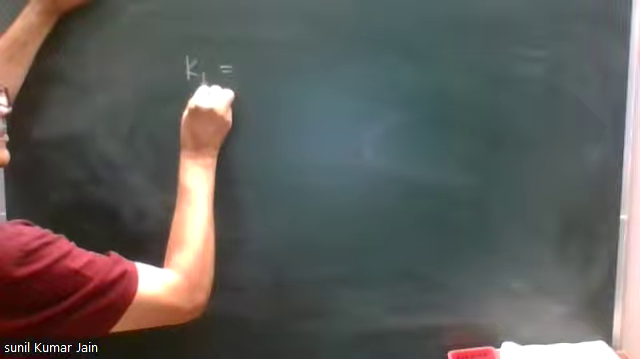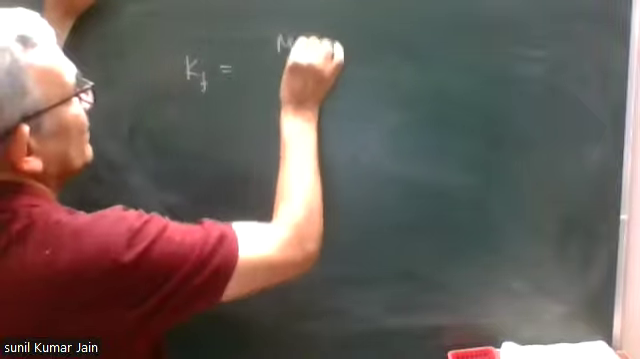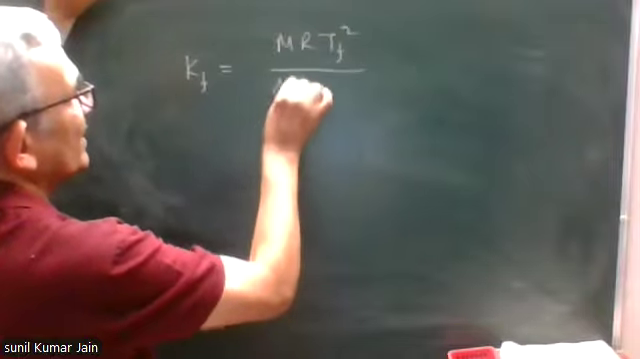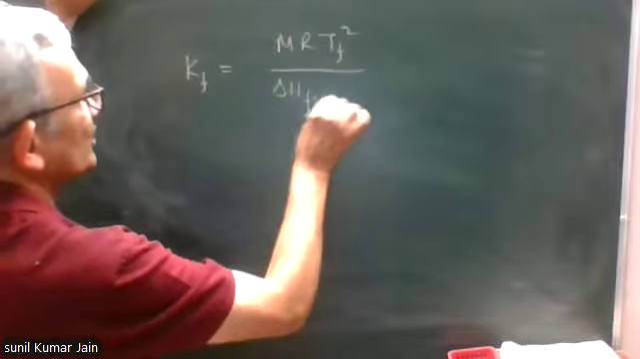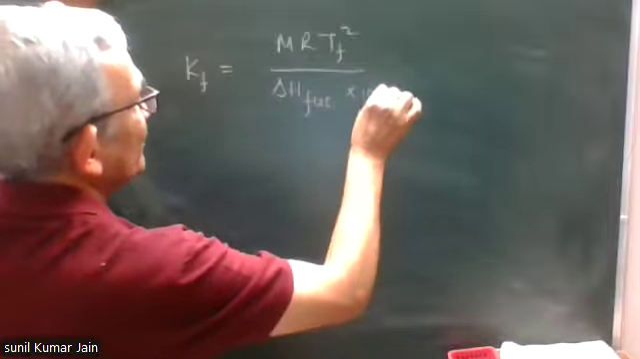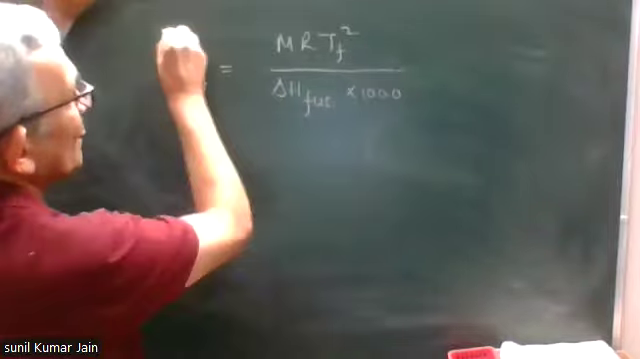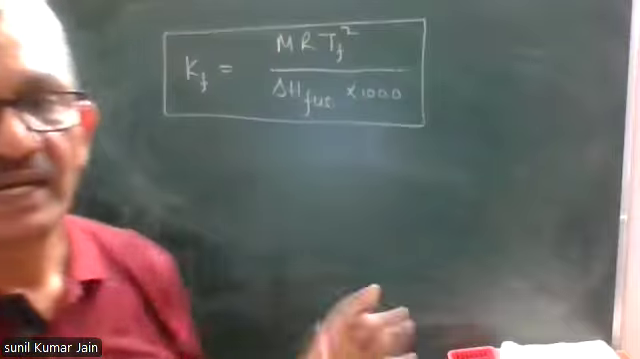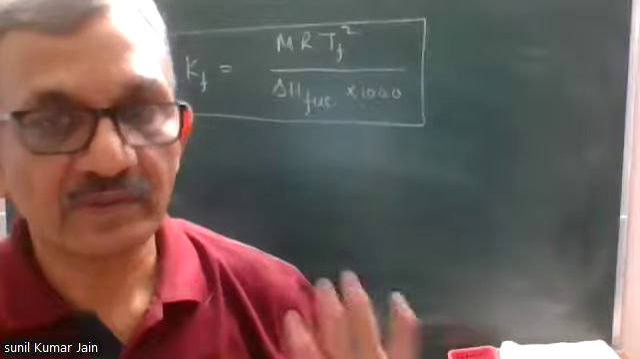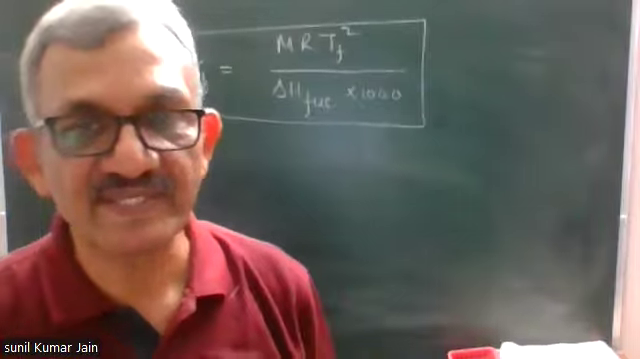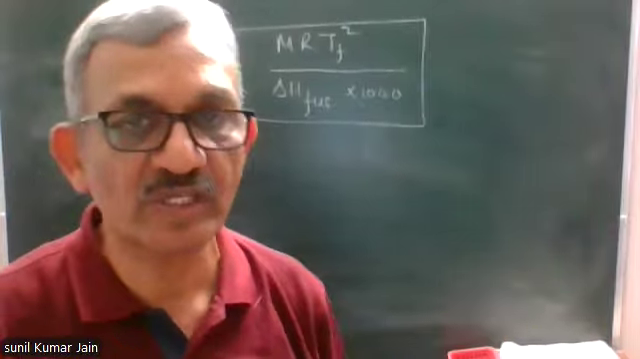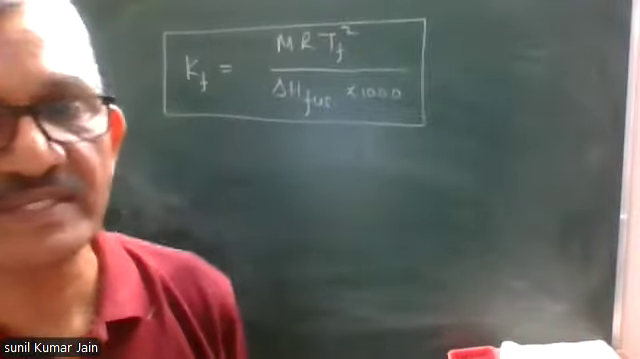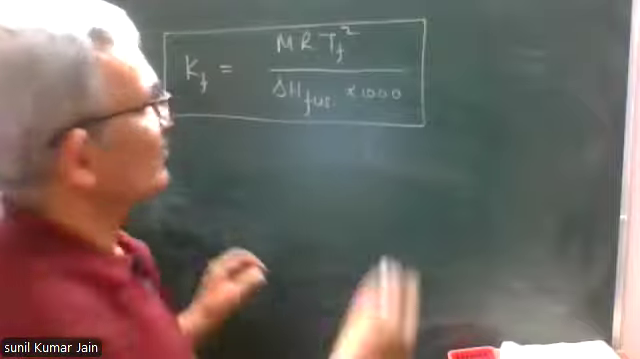KF is equal to M R TF square divided by delta H fusion, multiplied by 1000. I think in the numerator, you could understand everything. M is same as earlier. R is gas constant. Earlier it was TB. Now this is TF. It means what? This is freezing point of solvent.